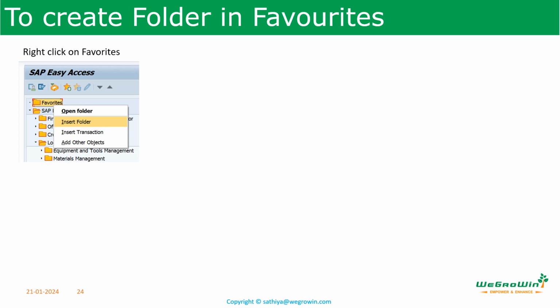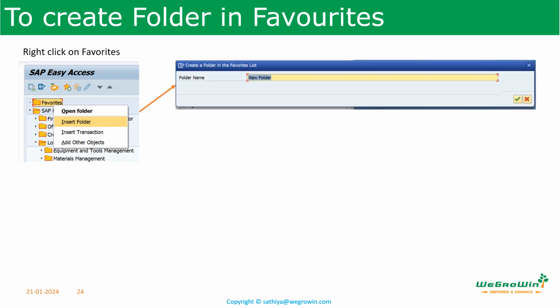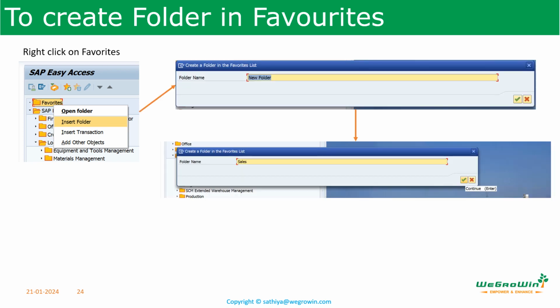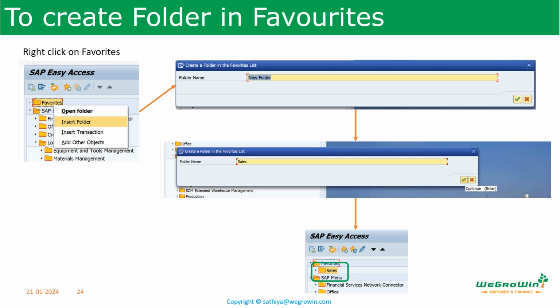There will be a favorites folder at the top. You right click on it, go to insert folder, and the folder name box appears. Give the name you want, for example sales or purchase, whatever you want. Then the folder opens. The sales folder is open.